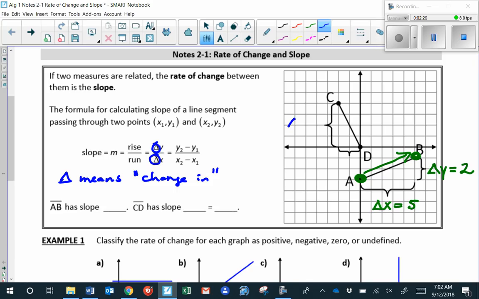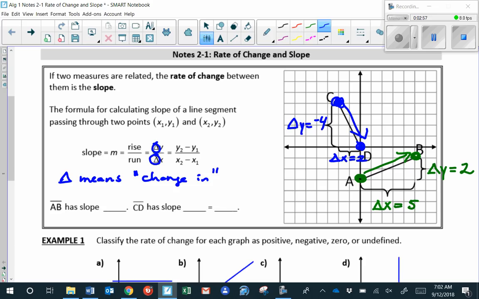All right, for segment CD, our deltas are a little bit different. Our delta y is, I would say, a negative number, and it looks like it's headed downward 4 units, and our delta x is a positive number. We're headed rightward 2 units. So we can think of it as directional. If I'm traveling from C to D, I go down 4 and right 2. Or I can go right 2 and down 4.